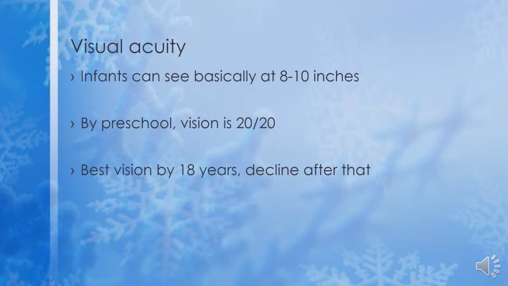Infants can see at about 8 to 10 inches, about the distance face to face when you're holding a baby in that cradled position. By preschool, children have essentially 20/20 vision, and people's vision is at its best when they're about 18, and then it slowly declines. There are typical changes in vision as people get older. Presbyopia of middle age is one of them, where you lose both distance and near vision. Some people's vision changes such that they needed glasses when they were young and then they don't need them when they're old, and vice versa. So vision definitely changes as you get older.